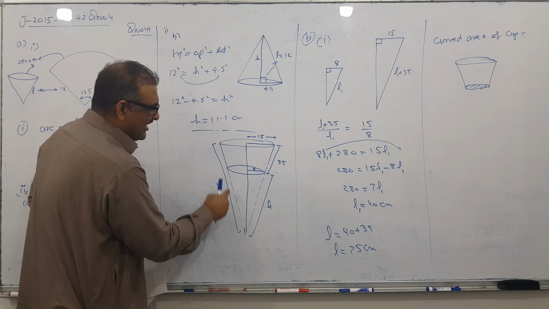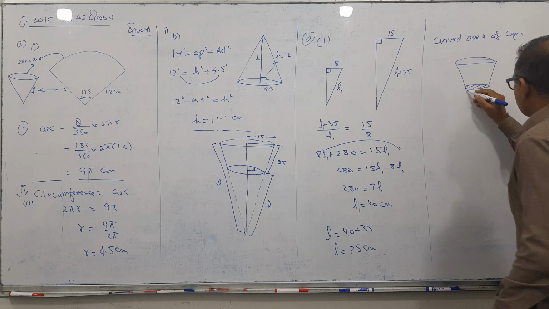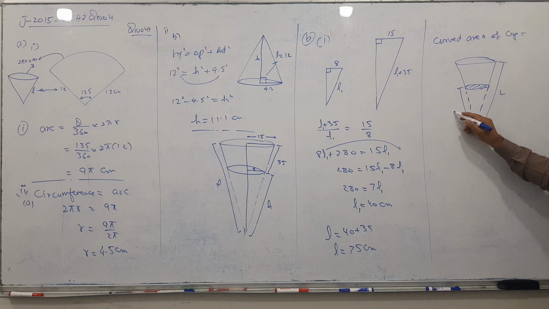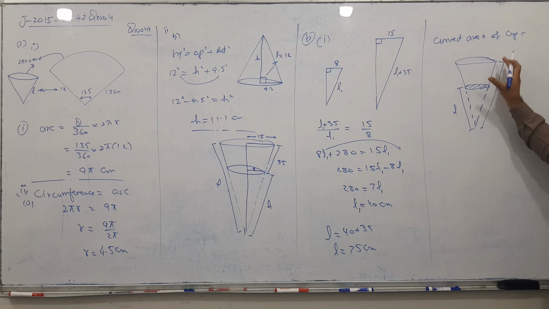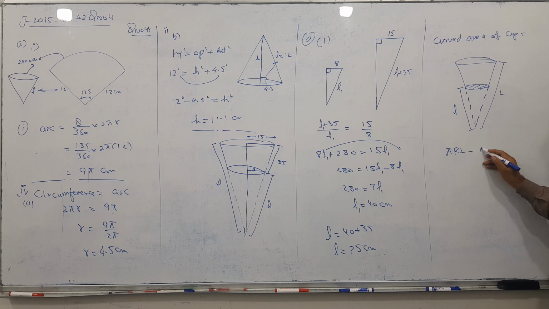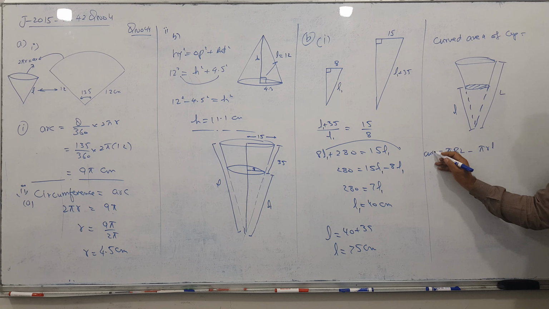What is the curved area of the bigger cone? That is pi r L. Actually, what is the plan of action behind this? This is called capital L, and this is called small l. Right or not? Can I say the bigger pi R L minus the smaller pi r l will give me the curved area of the cup?